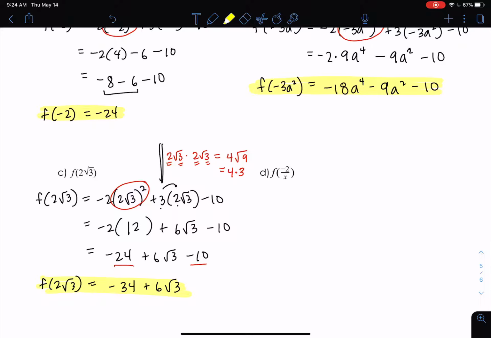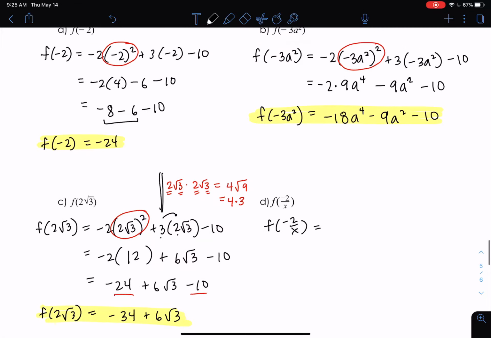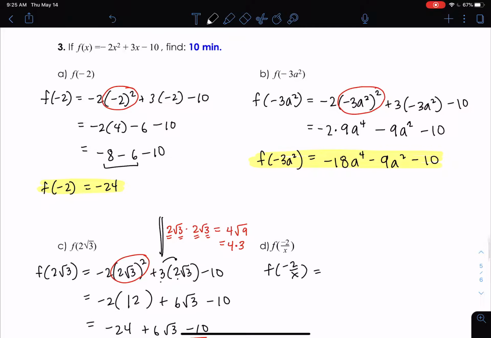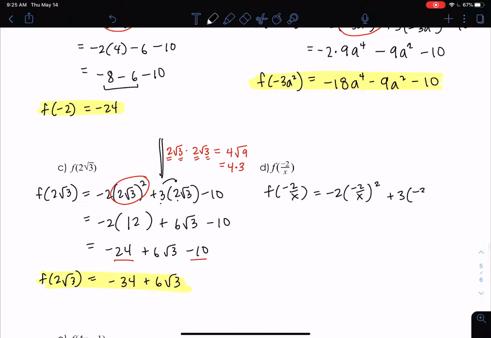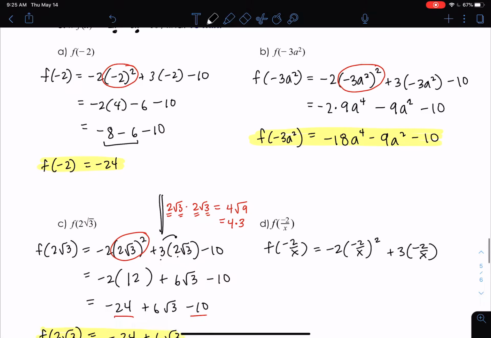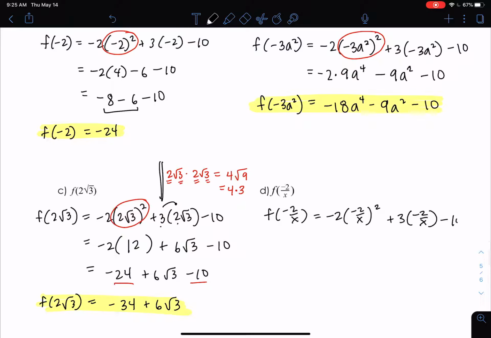Let's do letter D. This one involves a fraction. So we have f of -2 over x equals. Okay, I have, instead of x, I'll be plugging in -2 over x and over here as well. So we have -2 times -2 over x squared plus 3, times -2 over x and minus 10 at the end.